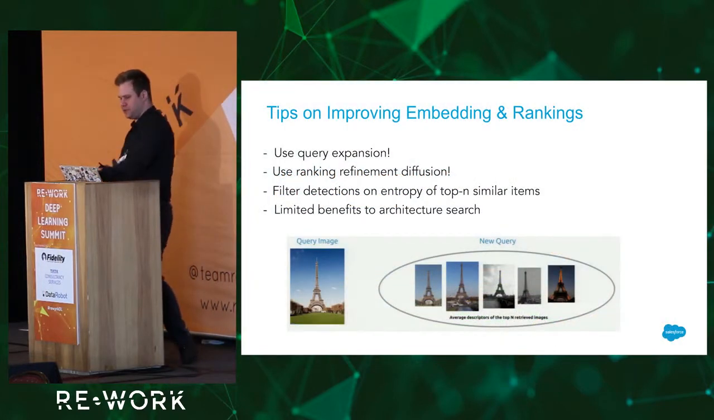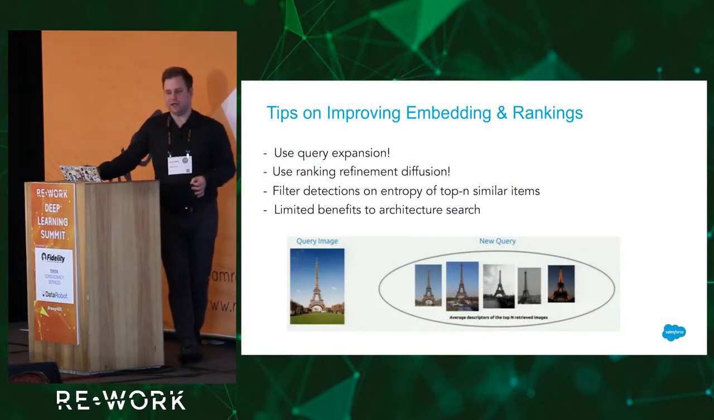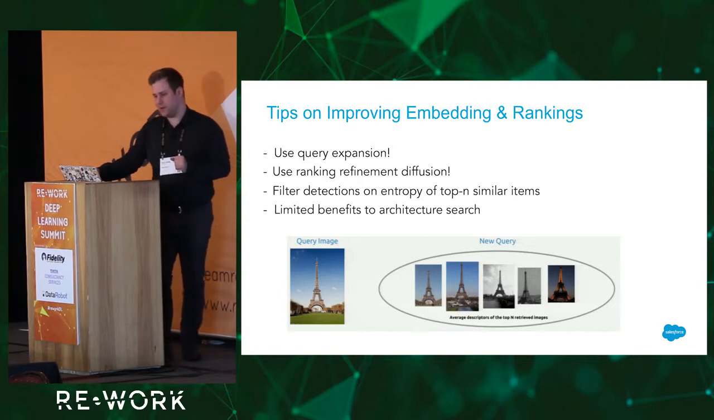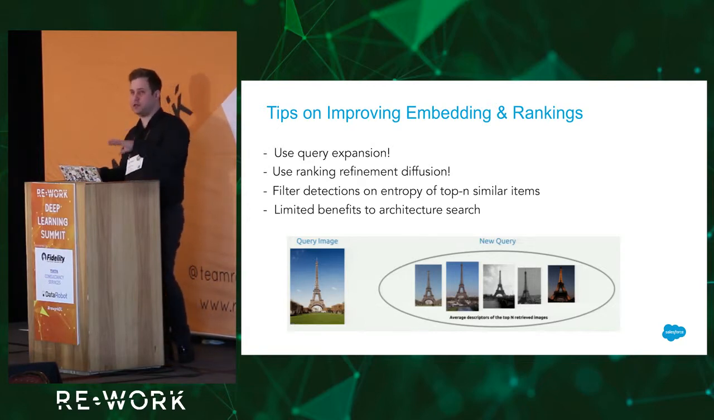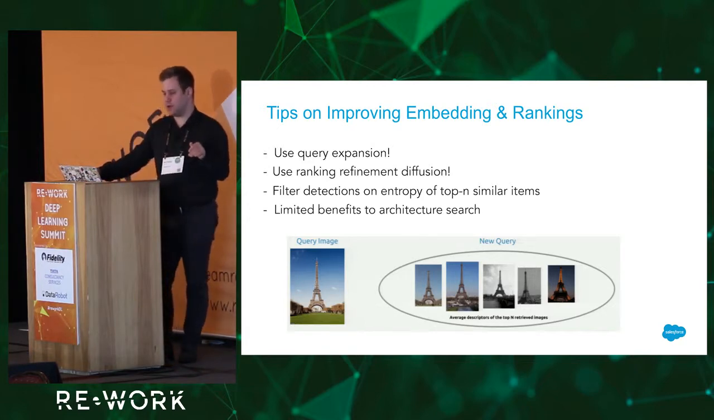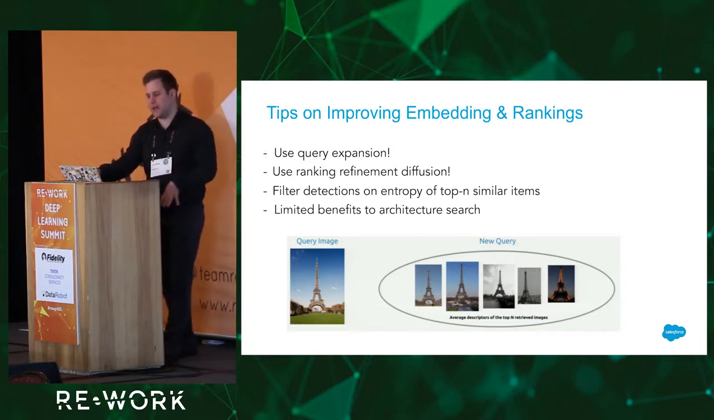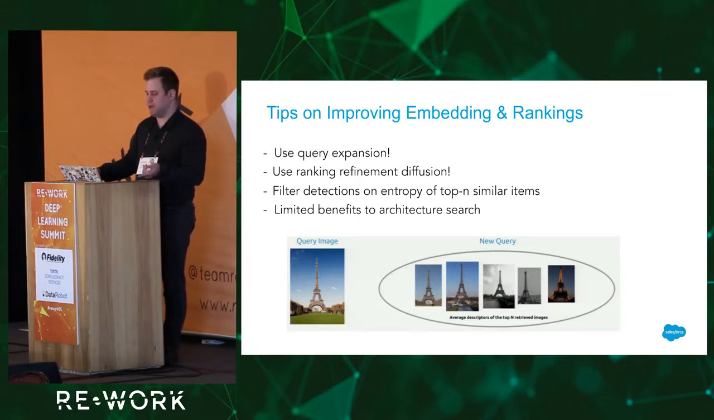Well, if you're going to try to build your own visual search API, one thing is query expansion. We found this to be very, very useful. If your initial rankings are good, it's a very simple thing you can do. You take the descriptors of the top n results, you average them, and you requery. And this can really give a boost to your performance.